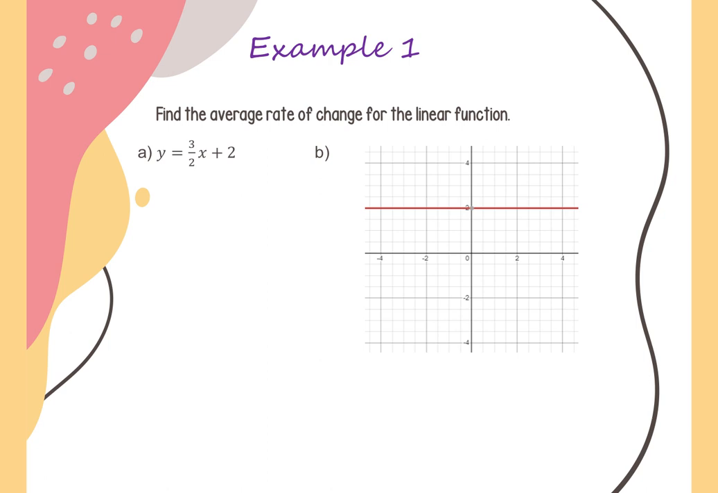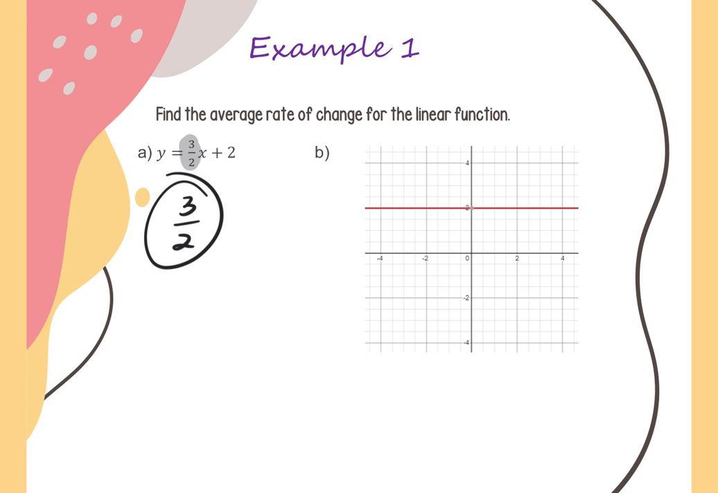So again, hopefully these should be easy. It says find the average rate of change for the linear function, not the rate of change of the average rate of change, just the average rate of change. So we're looking for what here? Slope. So if I look at A, how do I find slope? It's 3 over 2. It's whatever's attached to that x, right? It's your m. That's your rate of change or average rate of change.